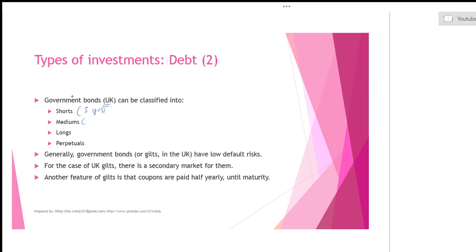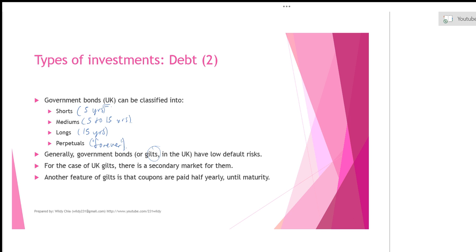Now, mediums will be those bonds that mature between 5 to 15 years, and longs will be those that mature beyond 15 years, and perpetuals is forever. Or rather, you could say it depends on when government decide to redeem these bonds. So perpetuals do go much longer than longs. So in the UK, government bonds are typically known as gilts, right?